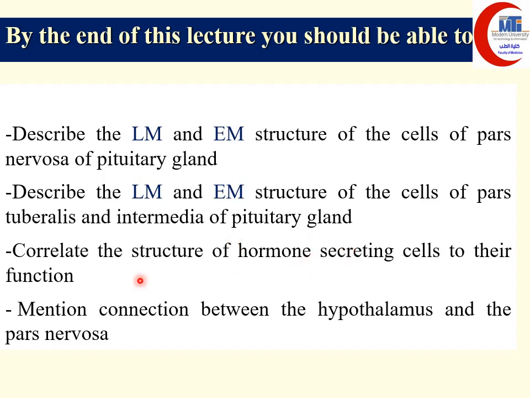And you should be able to correlate this structure of hormone secreting cells to their function. As we studied in the previous lecture, hormone secreting cells may be protein secreting cells or steroid secreting cells. So you must correlate the structure of these cells to their function and mention the connection between the hypothalamus and pars nervosa.